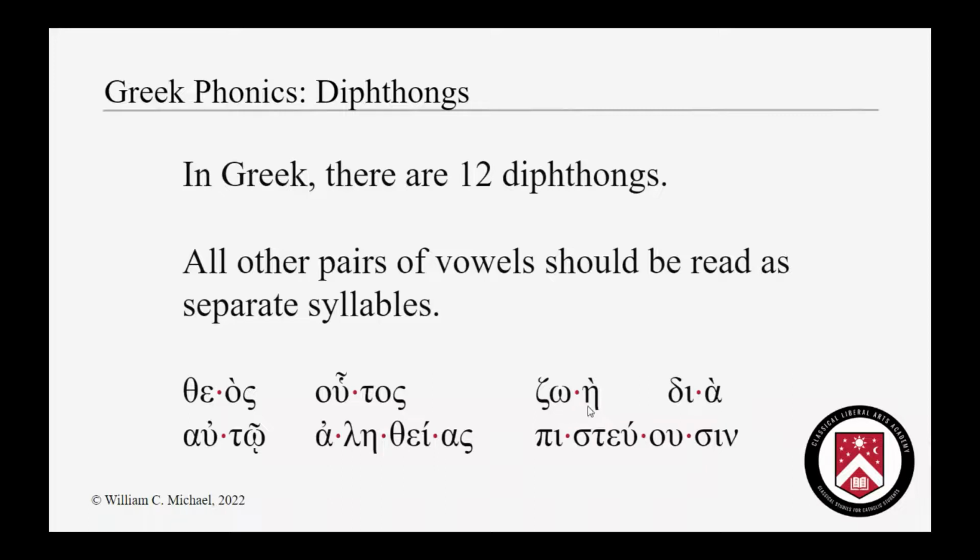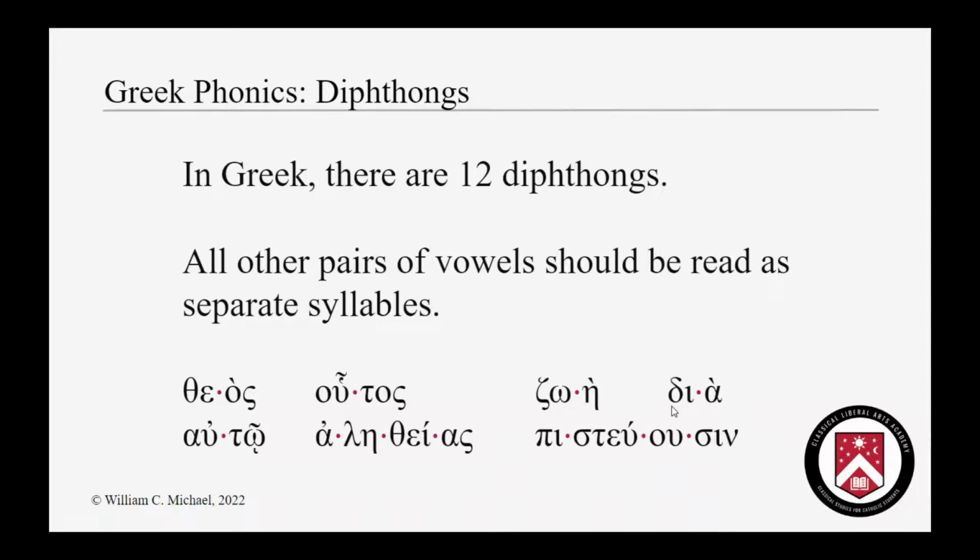The next word, we have zeta, omega, and eta. So we have 2 vowels together in the word, but they do not form a Greek diphthong. So we separate them into 2 separate syllables, zo-e. And you can see again the grave accent telling us to fall down on the second syllable, zo-e.